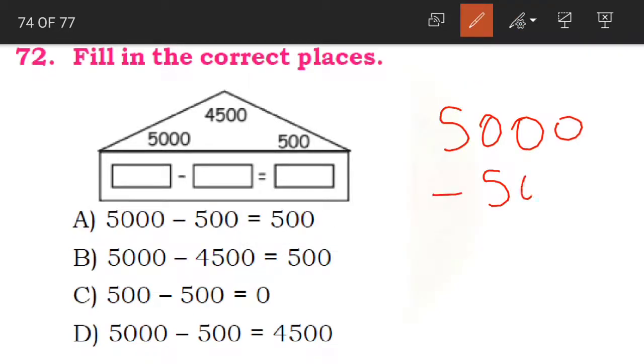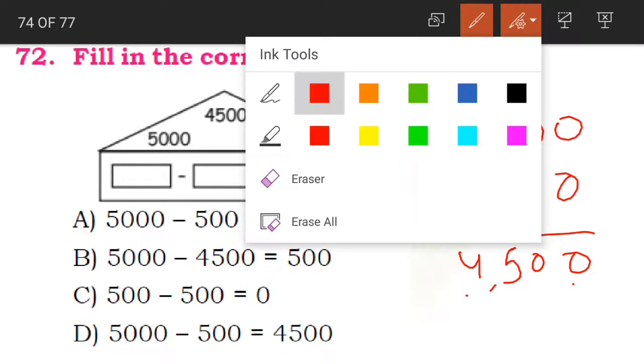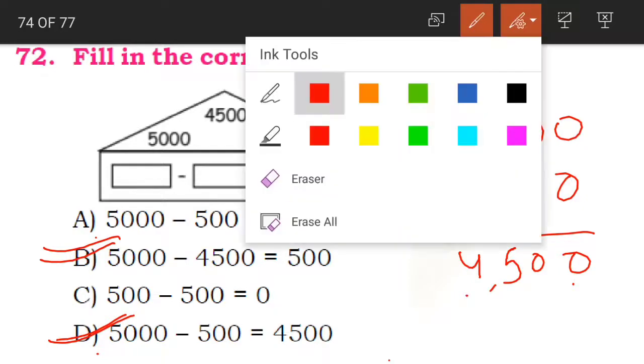5000 minus 500. Just now we subtracted 0, 0. Now 0 becomes 10, 5 becomes 4. 10 minus 5, 5 and 4. What is the answer, children? 4500. So it happens very rarely that 2 options are correct, option B and option D.